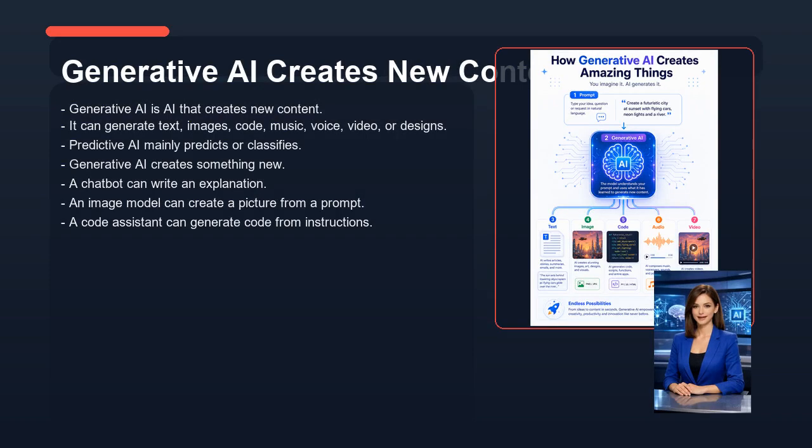Now let's look at how generative AI creates new content. Generative AI is AI that creates new content. It can generate text, images, code, music, voice, video, or designs. Predictive AI mainly predicts or classifies. Generative AI creates something new. A chatbot can write an explanation. An image model can create a picture from a prompt. A code assistant can generate code from instructions.